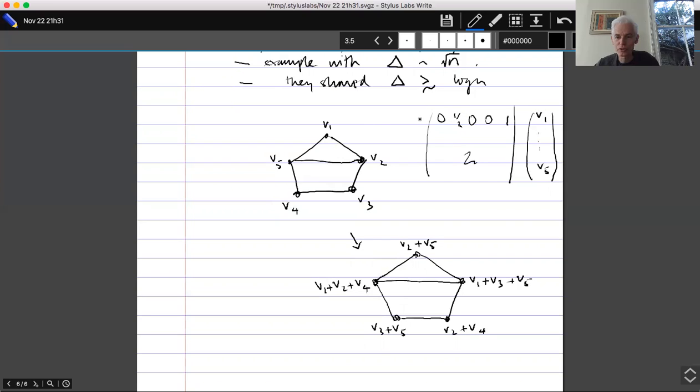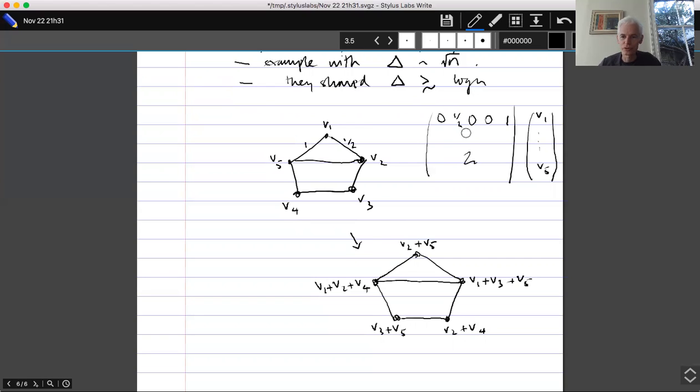So that corresponds to the edge joining V1 to V2. So I'd stick a weight of a half on that edge. And now what that would tell me is that instead of taking the sum V5 plus V2, where I've got a weight of 1 here, I take V5 plus a half of V2, because I've got a half on the edge that joins V1 to V2. And so then instead of having V2 plus V5, I'd have half V2 plus V5.